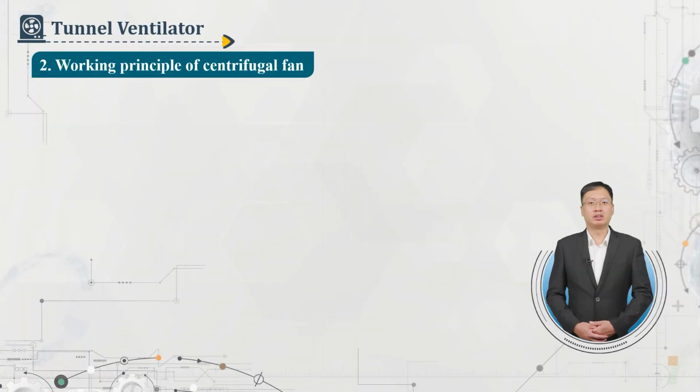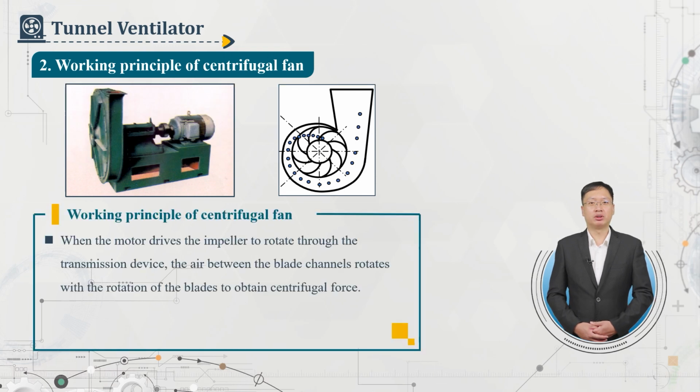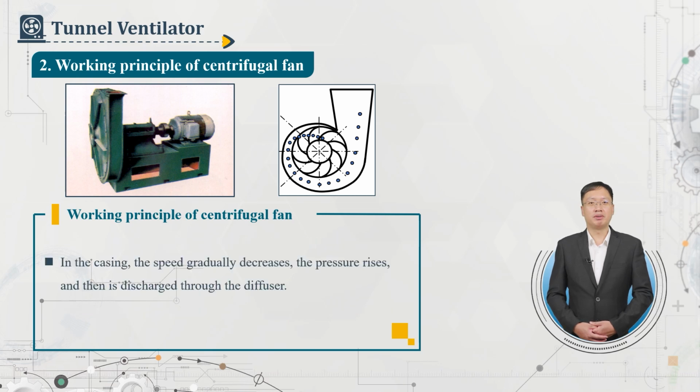Working principle of centrifugal fan. When the motor drives the impeller to rotate through the transmission device, the air between the blade channels rotates with the rotation of the blades to obtain centrifugal force. It is thrown out of the impeller through the blade end and enters the casing. In the casing, the speed gradually decreases, the pressure rises, and then it is discharged through the diffuser.